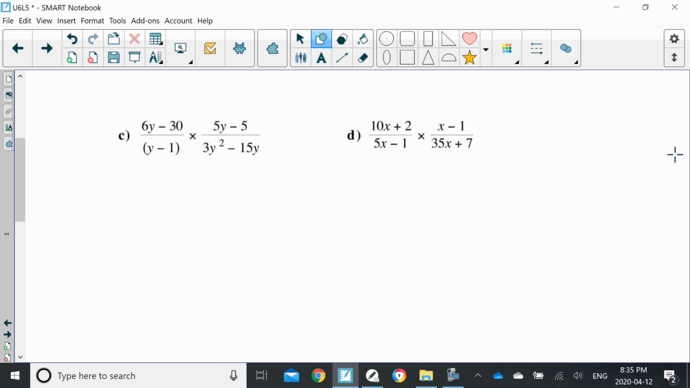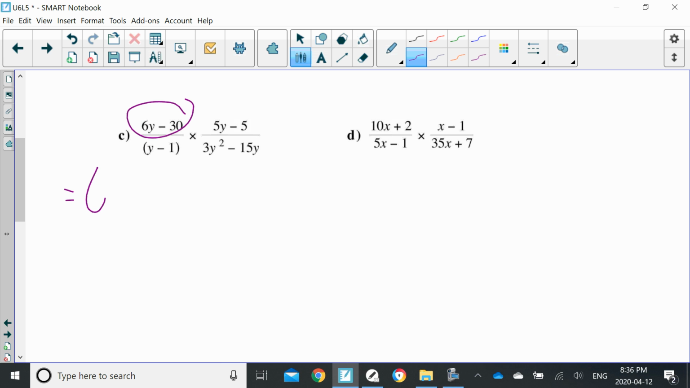So the first thing, when we are adding, subtracting, multiplying, or dividing, and we're simplifying, we want everything to be factored. So if I look at 6y minus 3, I'm going to factor that by GCF. I'm going to factor the 6. And my factor would be y minus 5. The denominator is already in factored form.